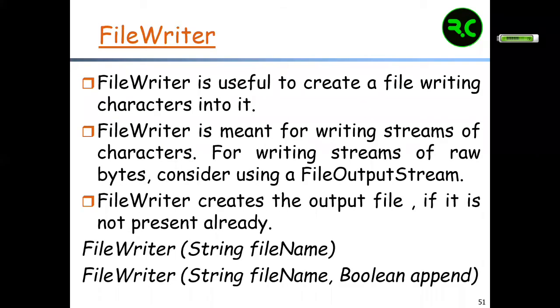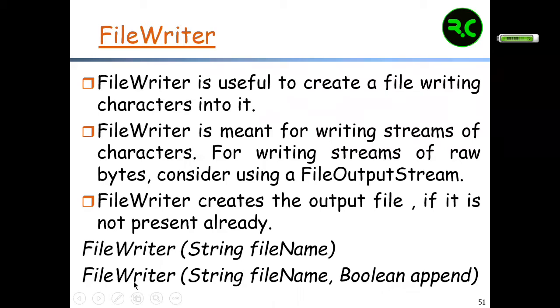So the FileWriter is useful to create a file and write characters into it. A FileWriter is meant for writing streams of characters, not bytes. For writing streams of raw bytes, consider using FileOutputStream. FileWriter creates the output file if it is not present already. If you don't have any file with the name you have given to the FileWriter constructor, then it is going to create a new file. If there is one already, then it is going to delete it, create it again, and write into that file.